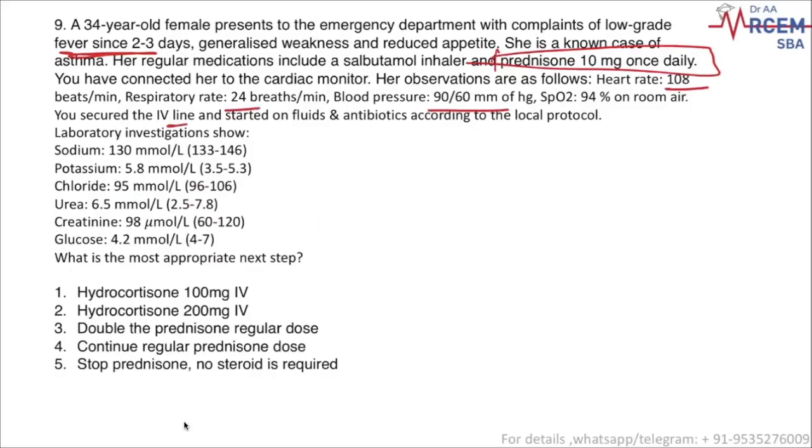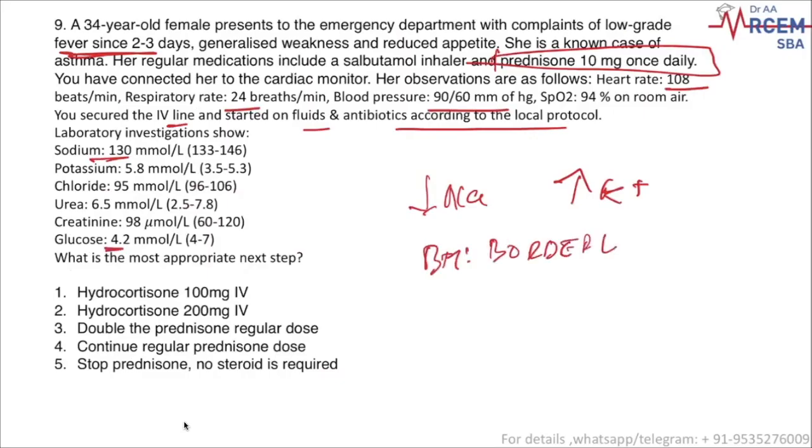You have secured the IV lines. Fluid and antibiotics are given according to the protocol. You can see the sodium values on the lower side, potassium values on the higher side, and glucose is borderline. BM is on the borderline, what you need to remember. What is the most appropriate next step? So what is the diagnosis? What do you need to think of? So what am I thinking of?